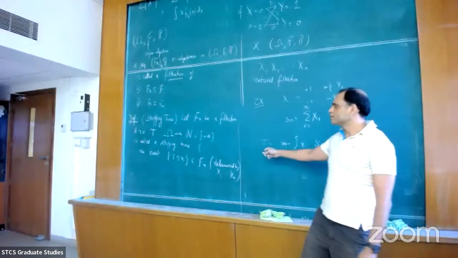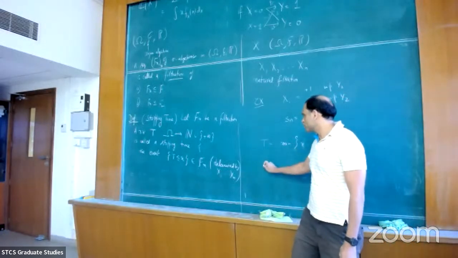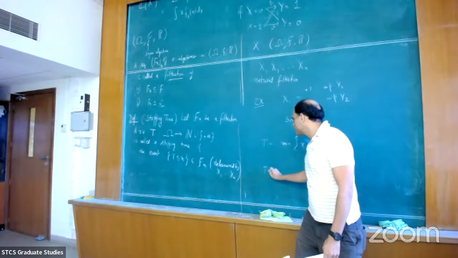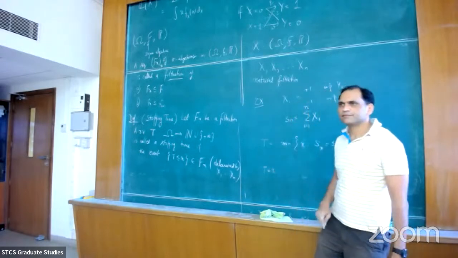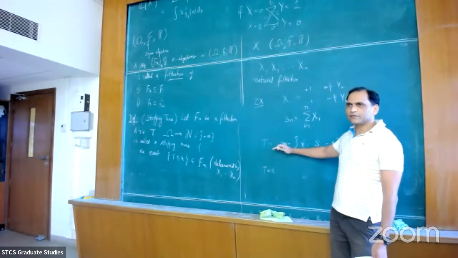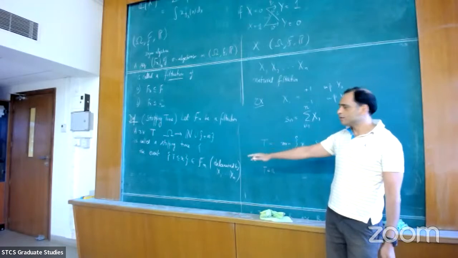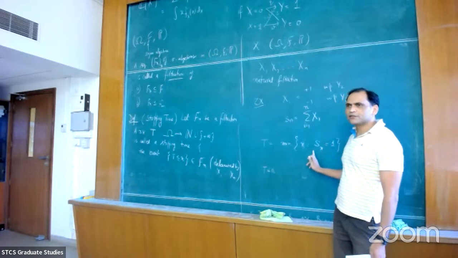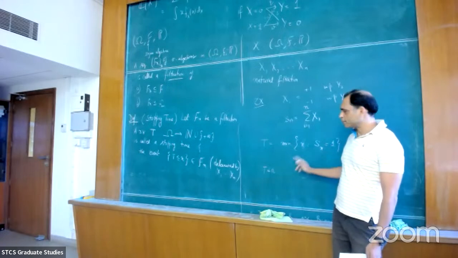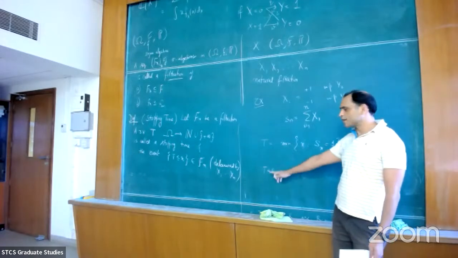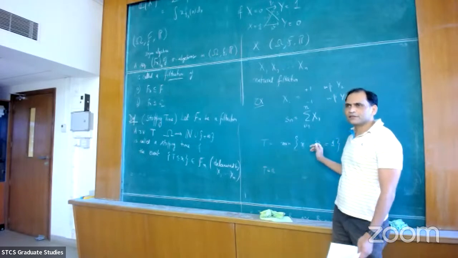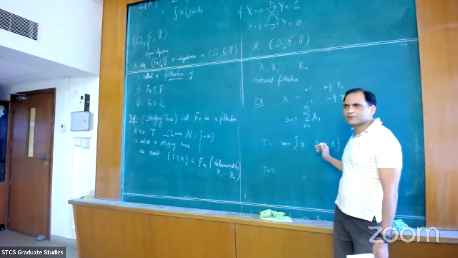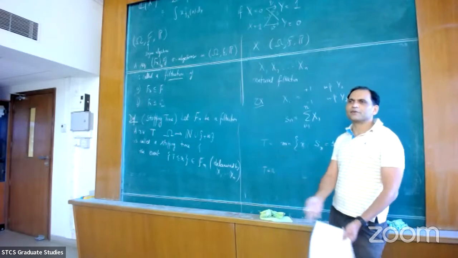Now look at the event T less than n. See, I've just defined the random variable. What kind of events am I looking at? Is T less than n or T greater than n? From this, you should be able to tell me whether T is less than or equal to n, because this is the earliest time by which I hit 1. So if I tell you all the random variables so far, you should be able to tell me whether it has happened or not.